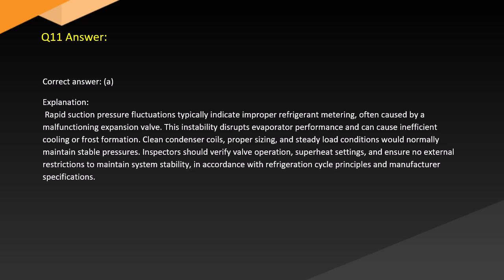Rapid suction pressure fluctuations typically indicate improper refrigerant metering, often caused by a malfunctioning expansion valve. This instability disrupts evaporator performance and can cause inefficient cooling or frost formation. Clean condenser coils, proper sizing, and steady load conditions would normally maintain stable pressures. Inspectors should verify valve operation, superheat settings, and ensure no restrictions to maintain system stability in accordance with refrigeration cycle principles and manufacturer specifications.